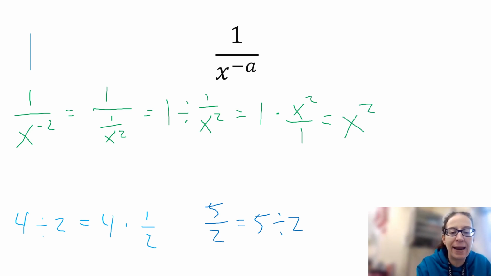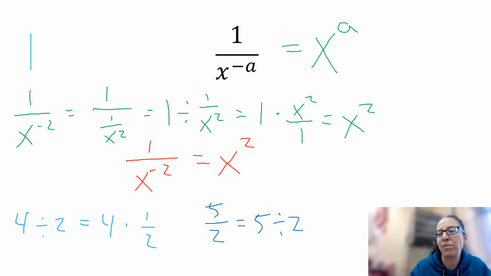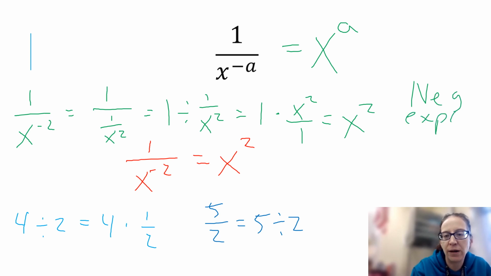So look at the beginning and the end of this. I started with 1 over x to the negative 2, and I ended with just x squared. So what does that mean? Our law is 1 over x to the negative a is just an absolutely hideous way of writing x to the a. And what we want to get out of this is that negative exponents.